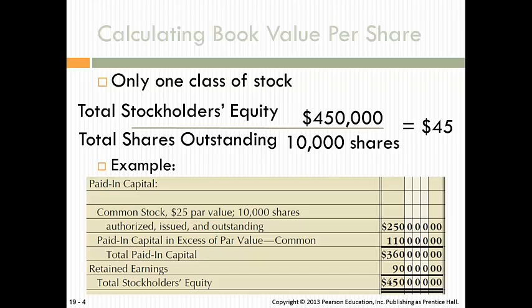When a corporation only has one class of stock, which must be common stock, book value is calculated by dividing total stockholders' equity by total shares outstanding. In this example, we have the paid-in capital section of stockholders' equity. Total stockholders' equity is at the bottom, $450,000. The number of shares is 10,000, listed on the first line. So $450,000 divided by 10,000 shares is $45 per share.